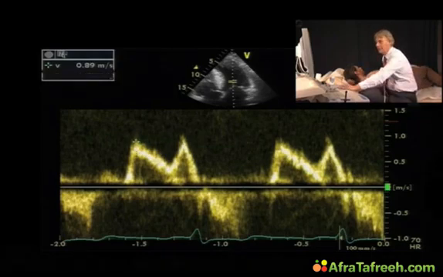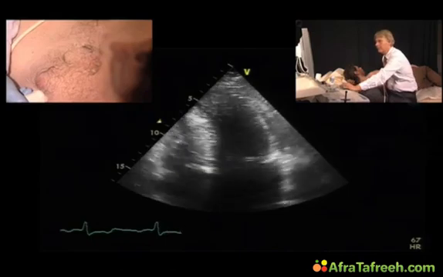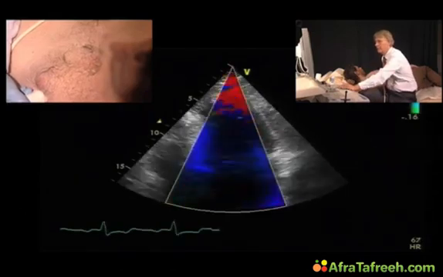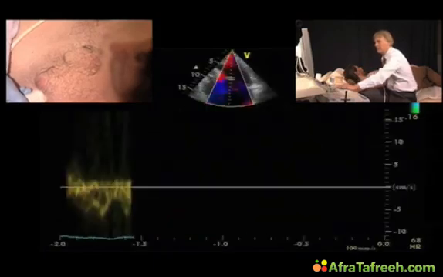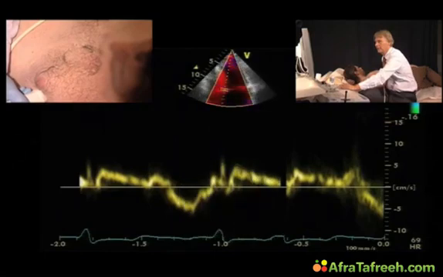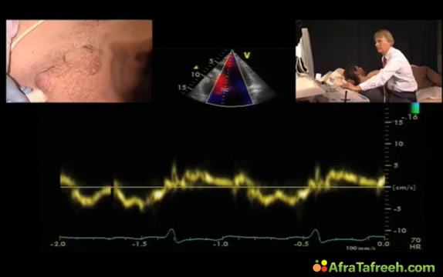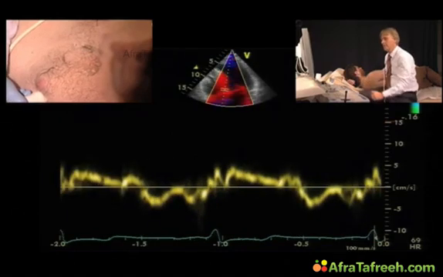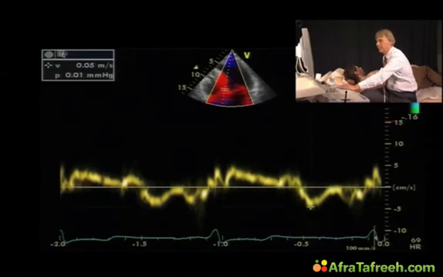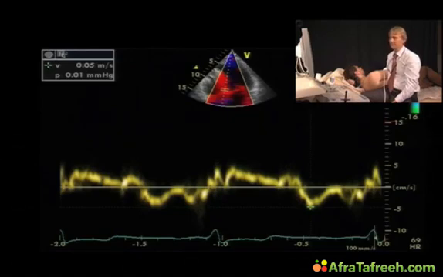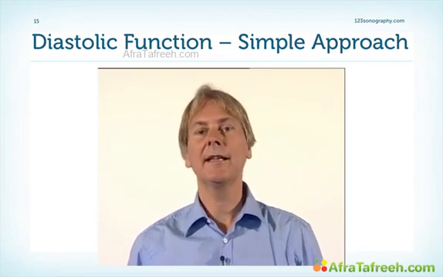And what we'll do now is we'll measure the maximum velocity, which is somewhere in the range of 0.8 of the E wave. And then we'll also perform tissue Doppler of the mitral annulus. So let's put the pulsed-wave Doppler here in the region of the annulus. Okay, and then we'll freeze the image and measure E prime, which is 0.5. And then we calculate the E to E prime ratio. We get a value of 16, which shows that the patient has elevated left atrial filling pressures. So you see, it's not that difficult after all.